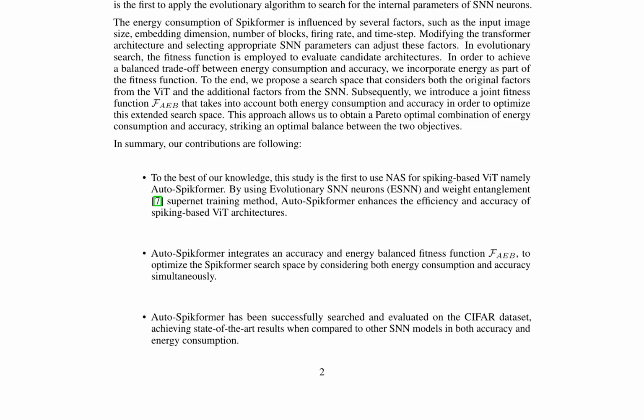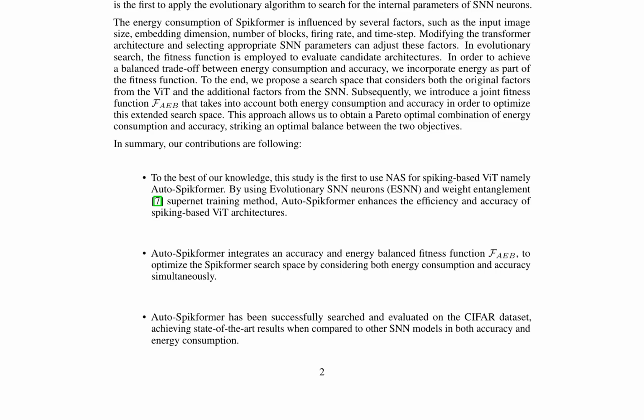The authors also highlight the importance of energy consumption in the optimization process, which is influenced by several factors, including input image size, embedding dimension, and firing rate. To achieve a balanced trade-off between energy consumption and accuracy, they incorporate energy as part of the fitness function and propose a joint fitness function FAEB that takes into account both objectives.